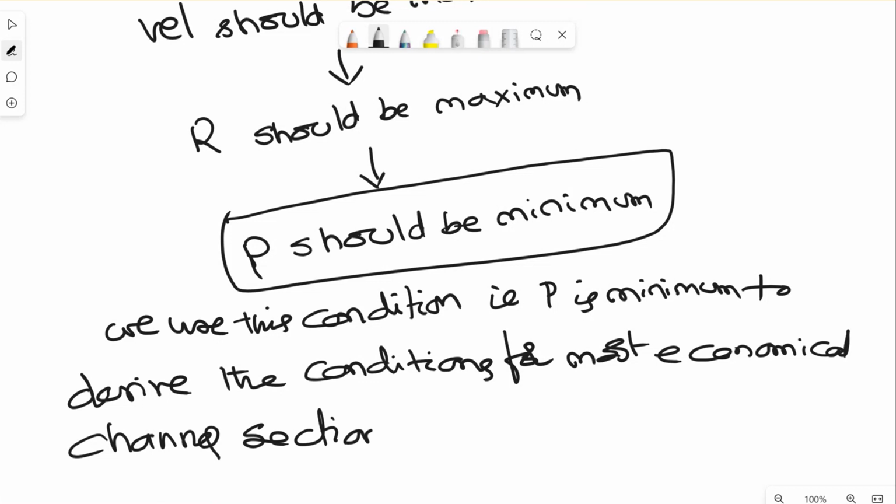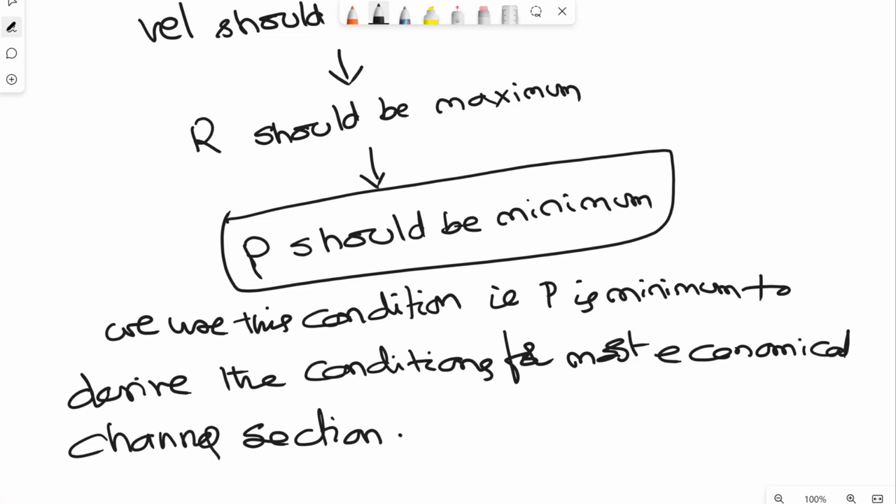So where I started, actually, the most economical channel section I defined as a channel which can carry maximum discharge. Under what circumstances? Given area of cross section, given roughness coefficient, and given bed slope. Now how to get the maximum discharge? Discharge is equal to area into velocity. So area is constant, so discharge will be maximum when V is maximum.